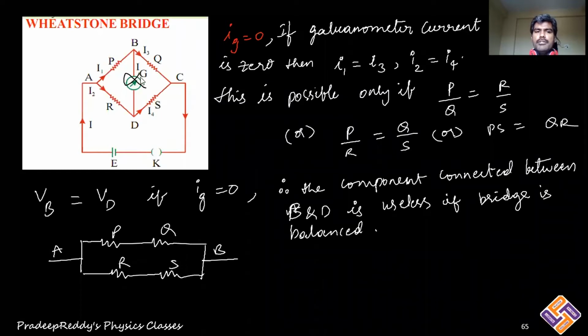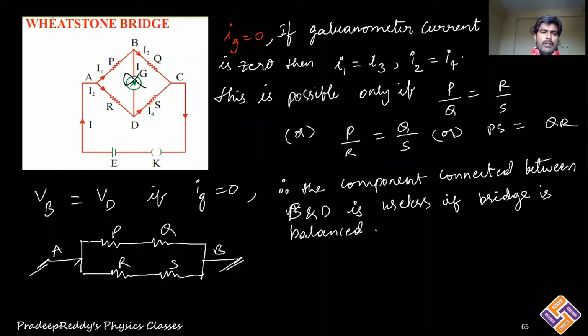Therefore, the component which you are connecting in between B and D is useless. As it is useless, I can just remove that component. If I remove that component, the effective circuit becomes this part, A and B. Now P and Q are in series, R and S are in series. So what is the effective here? P plus Q. And what is the effective here?